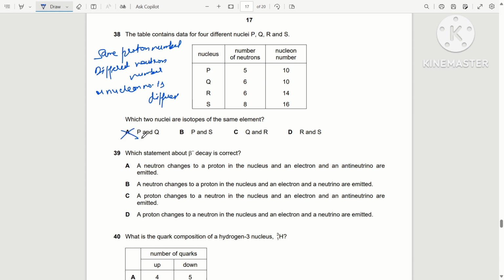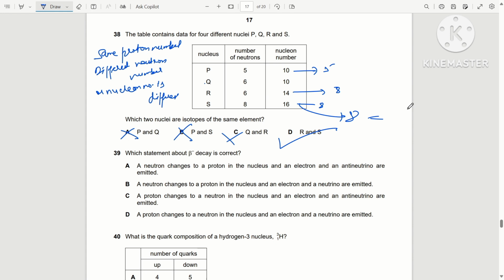In P and S, we can see in P neutron number is 5 and in S neutron number is 8. And nucleon number is 10 here, this means proton number here is 5 and in this it is 8. So this is also rejected. Q and R have the same neutron number, so this is also rejected. Option R and S is the correct one, because here you can see proton number is 8 and here also proton number is 8.